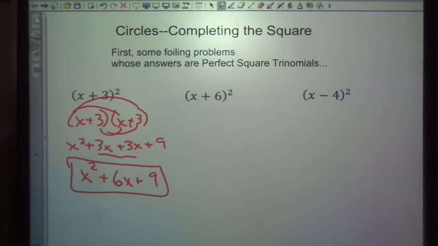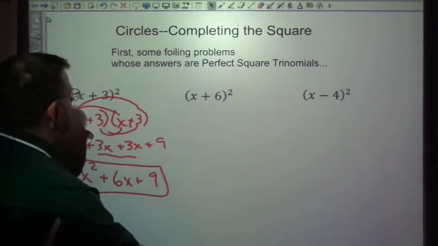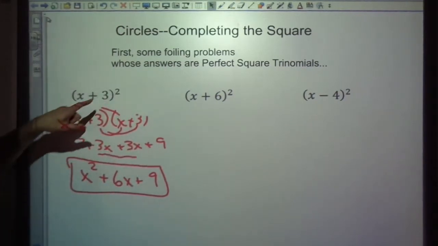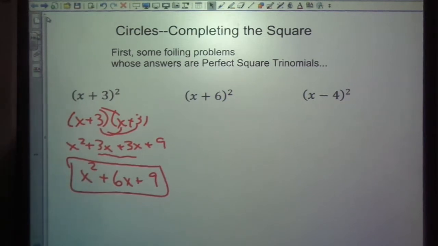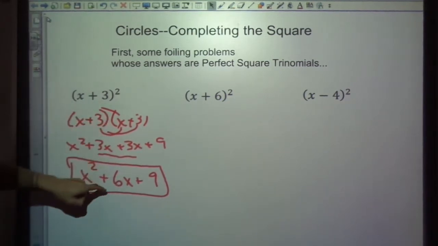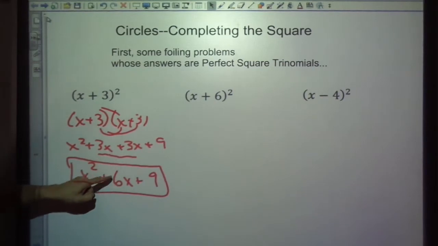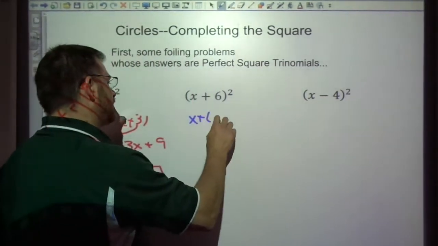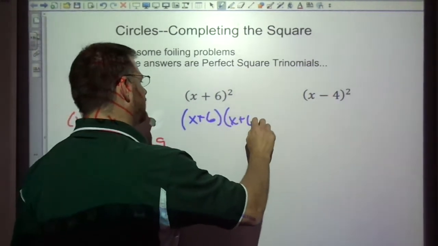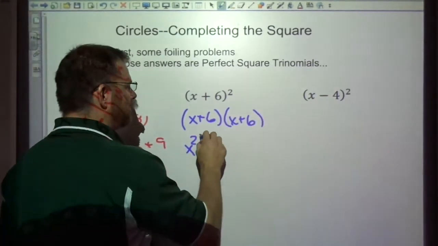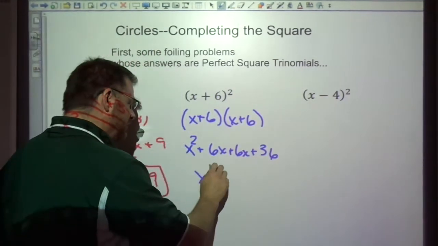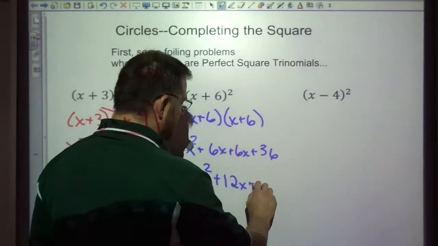If you look at the connection between the answer and the original problem, you can see that the n number squared is here, the n number times 2 is here. So to get from here to here, we would just have to divide the 6x by 2. So let's try this one. (x + 6)(x + 6), we get x squared plus 6x plus 6x plus 36. So x squared plus 12x plus 36.